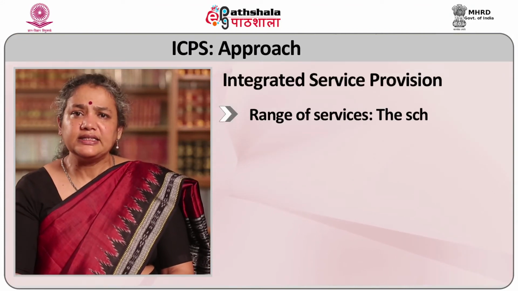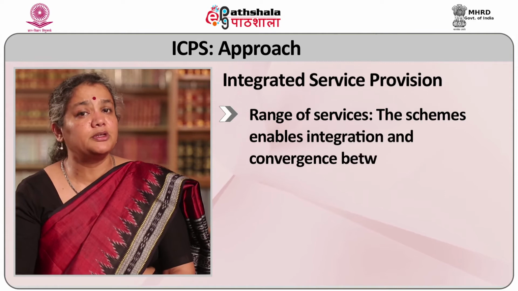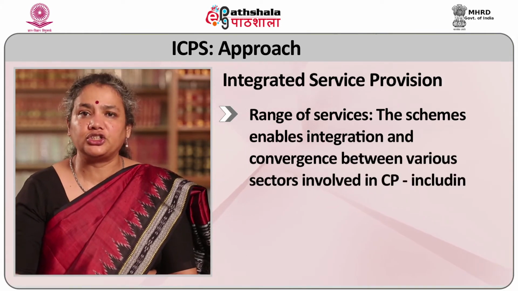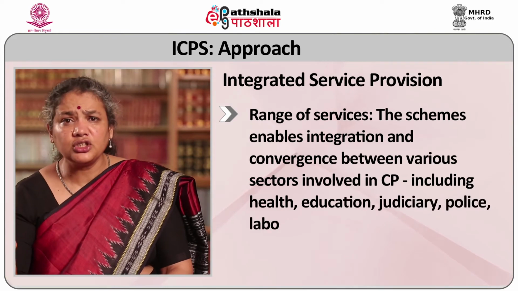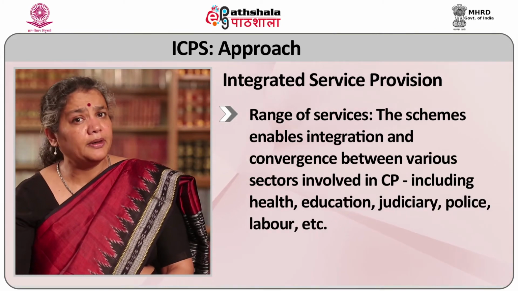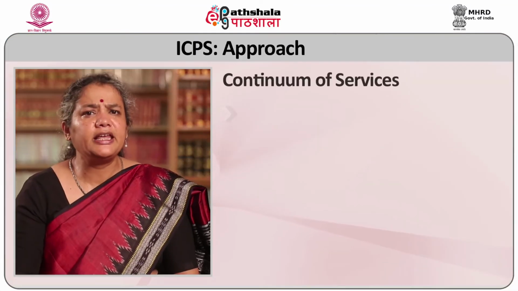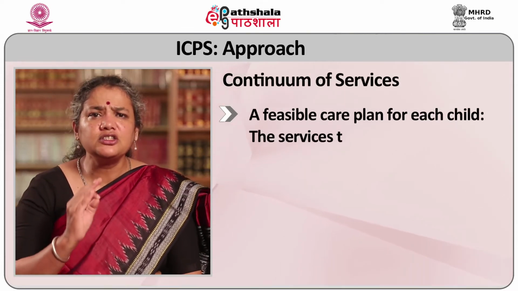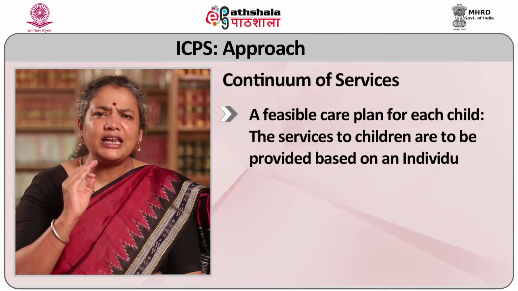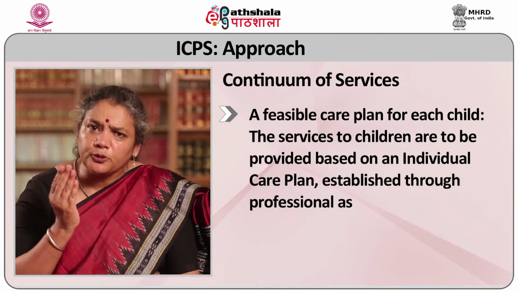Integrated service provision for a range of services. The scheme enables integration and convergence between various sectors involved in child protection, including health, education, the judiciary, the police, labor, etc. Another approach is continuum of services, feasible care plan for each child. The services to children are to be provided based on an individual care plan established through professional assessment. The care plan must be periodically reviewed and accordingly adjusted, and adequate services should be available to every child as long as the child is in need of care and protection.